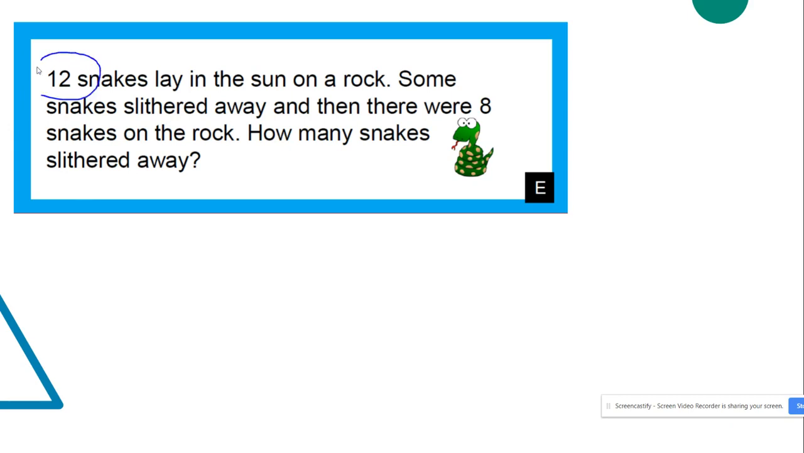Okay, so you know you had 12 snakes total laying on the rock. Some snakes slithered away, so get set up. I know I'm going to take some snakes away, but I don't know how many. And after I took some snakes away, there were 8 snakes on the rock. Okay? So I need to take some away from 12 so that it equals 8.